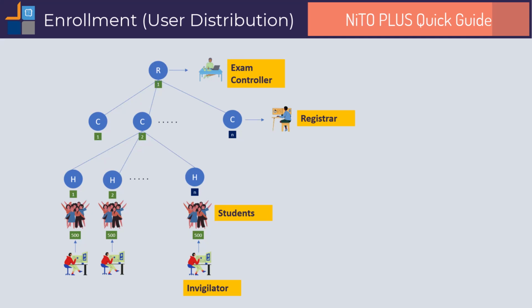the distribution of users occurs across regions, centers, and halls within the system. Students and invigilators are assigned to specific halls, with invigilators responsible for monitoring students exclusively within their respective halls. A set of halls is assigned to a center, and each center is overseen by a registrar. The registrar is responsible for managing all invigilators and students associated with their specific center.